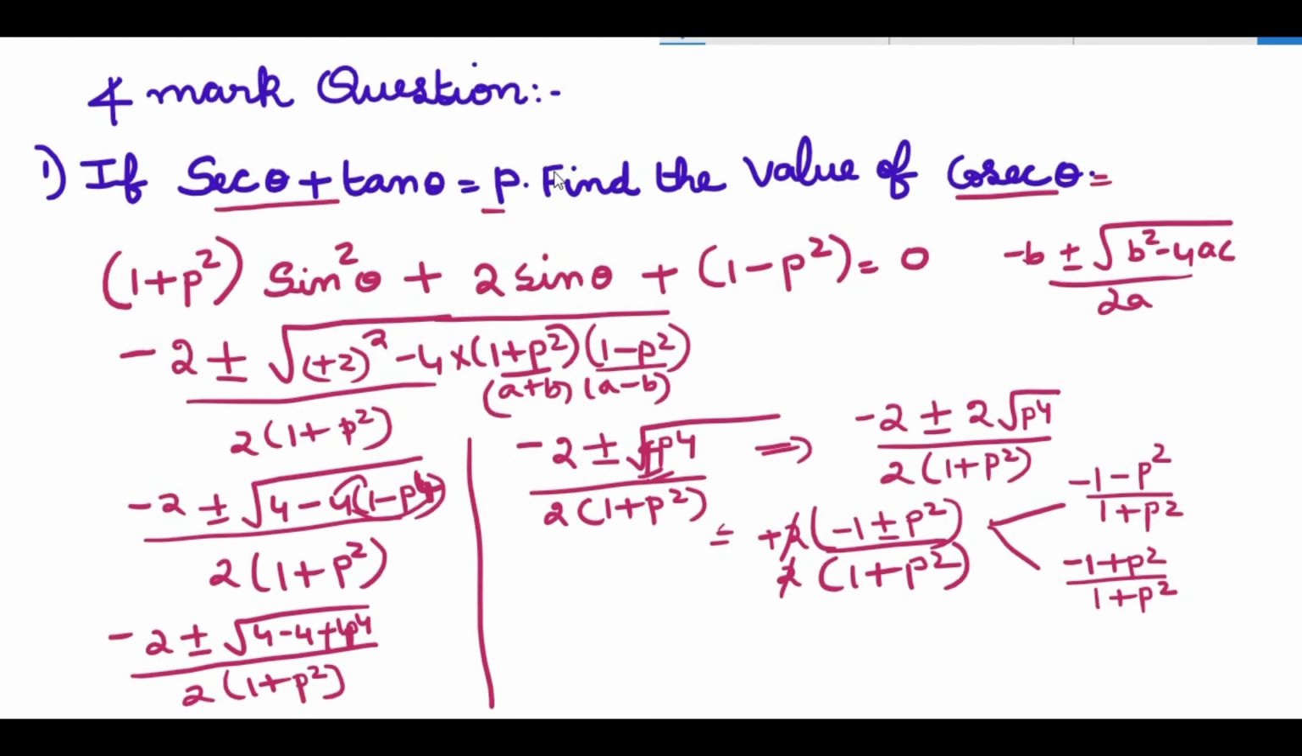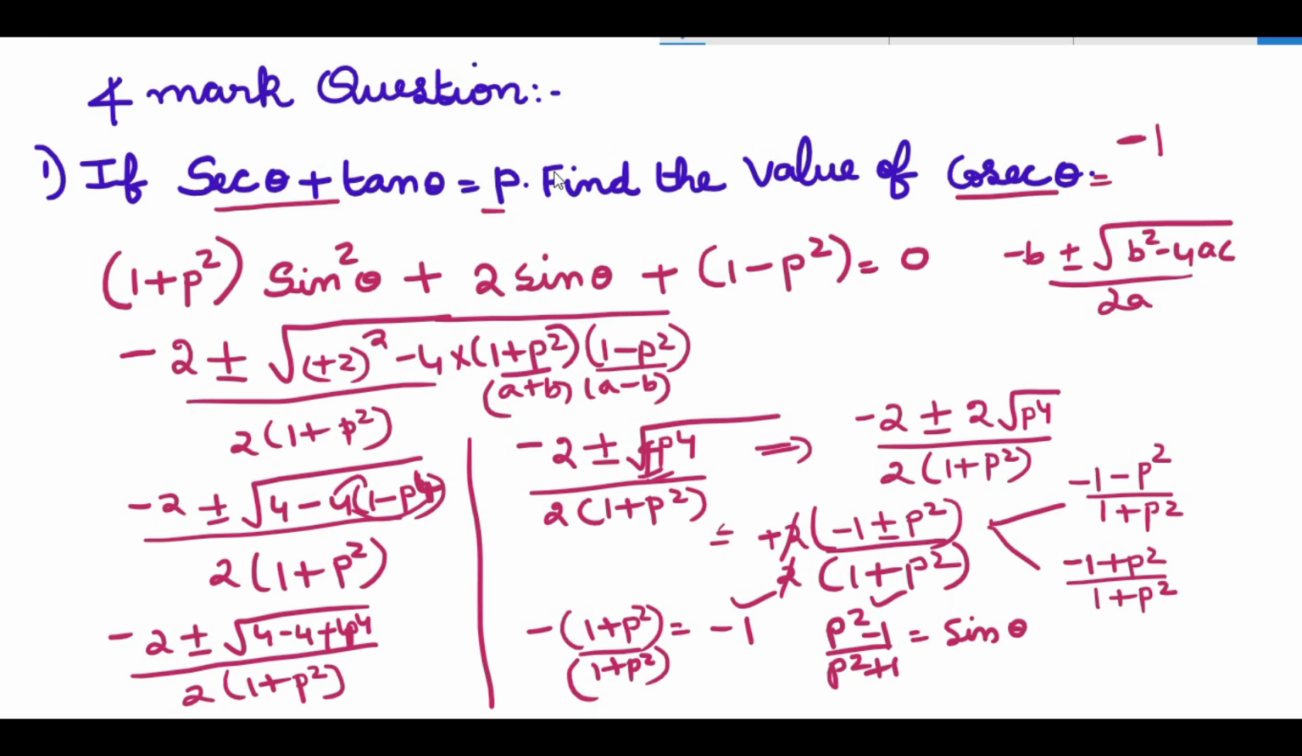So if you take minus sign outside, for the first one I have 1 plus p square divided by 1 plus p square, so which is equal to minus 1. So one value of cosec theta is minus 1, because sin theta is minus 1, reciprocal of minus 1 is minus 1. Again the other value is p square minus 1 divided by p square plus 1. These are the two values for sin theta.